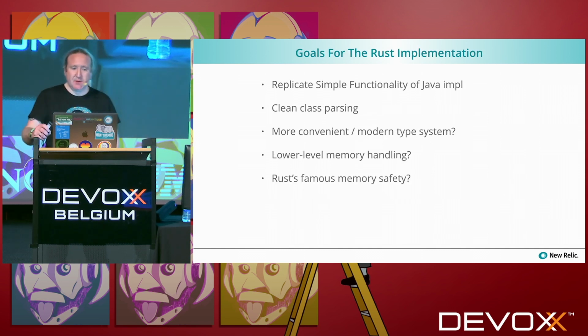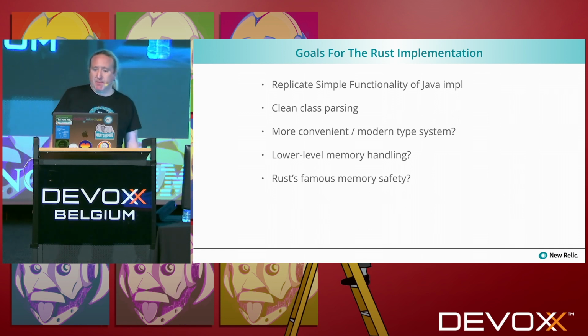We're going to do this in Rust, so it's probably time to say a few things about Rust. We're going to replicate some very simple functionality of my original Java implementation. We want cleaner class parsing. We want to use a convenient type system and a modern one. Potentially, we're also going to want to use lower level memory handling. And Rust is kind of famous for its memory safety. So that seems like a good thing to try to take advantage of as well. For people that haven't written in Rust before, I'm going to do a few slides of very, very quick Rust code.